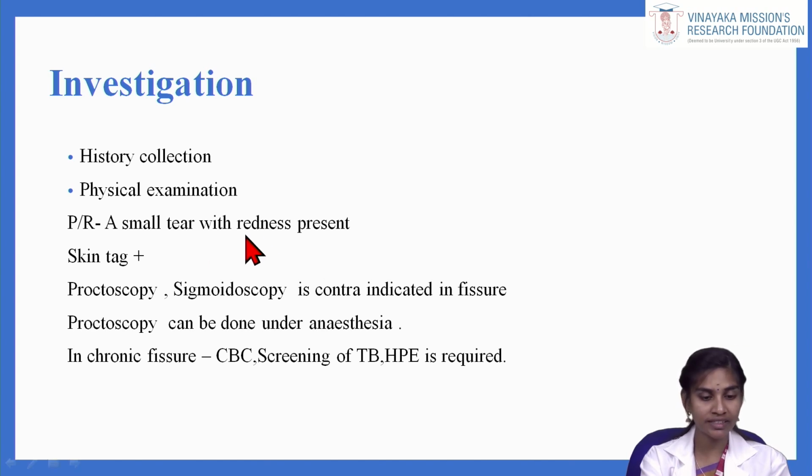A small tear with redness will be present and also a skin tag will be present in chronic fissure. Proctoscopy and sigmoidoscopy are contraindicated in fissure while examining because the proctoscopy can injure the fissure area more. The proctoscopy can be done under anesthesia. In chronic fissure, CBC and screening for tuberculosis and HIV are also required.